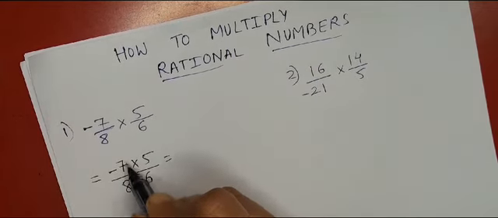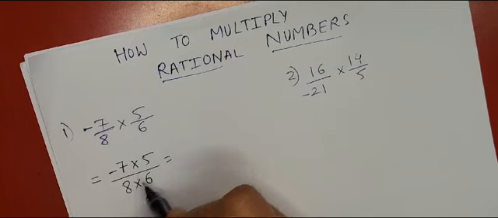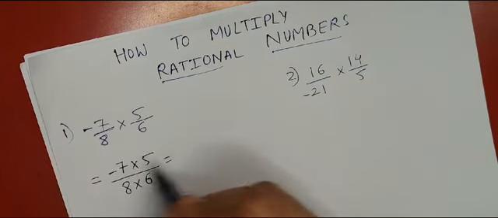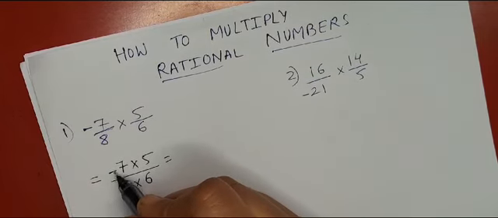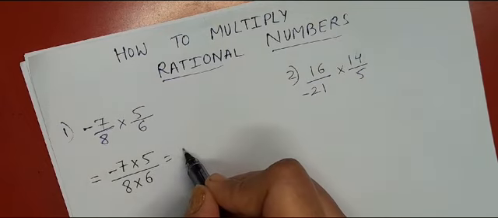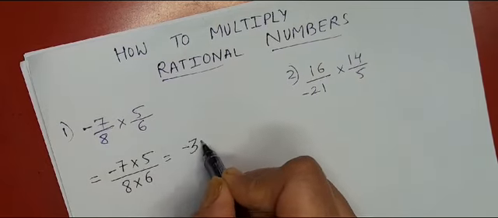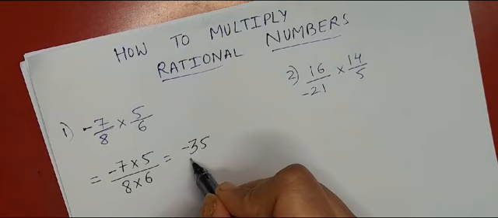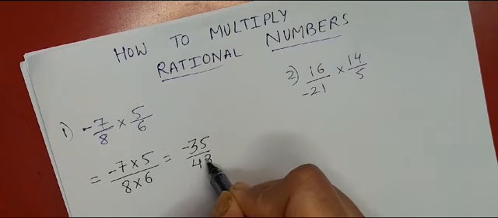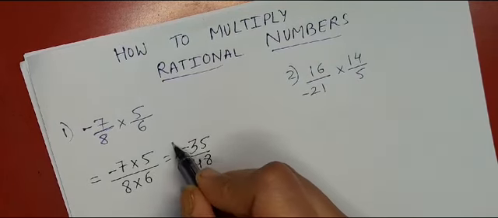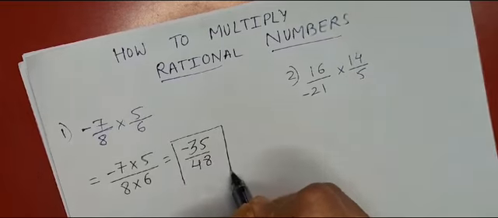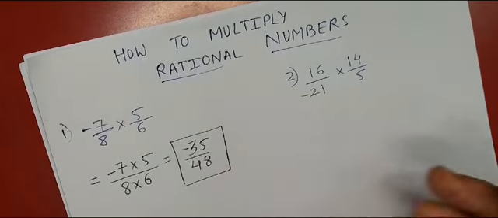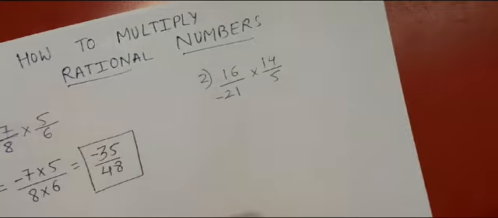As we don't have any common factor between numerator and denominator, we'll get negative 7 multiplied by 5 as negative 35 and 8 times 6 is 48. So negative 35 over 48 will be our final answer. Now let us move to the second example.